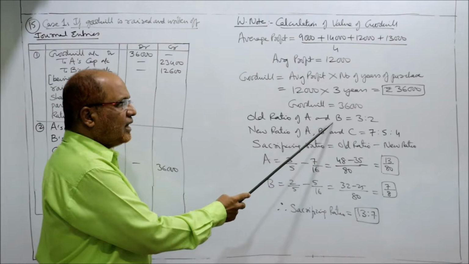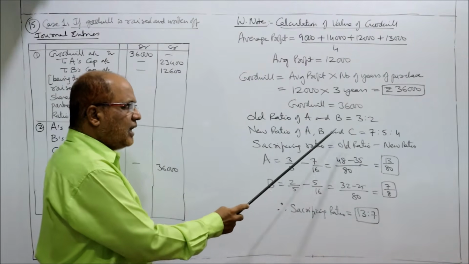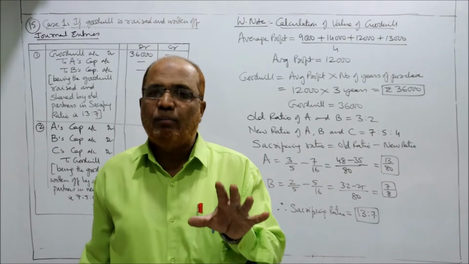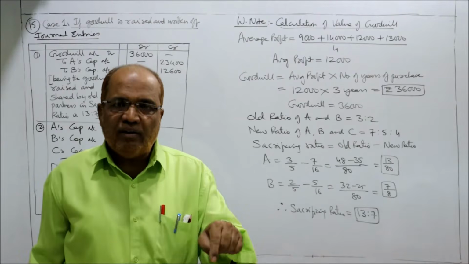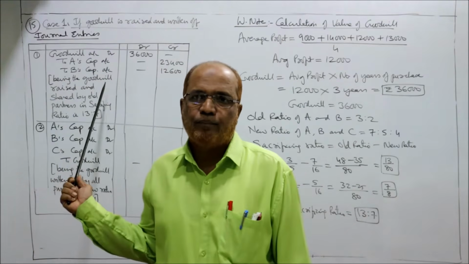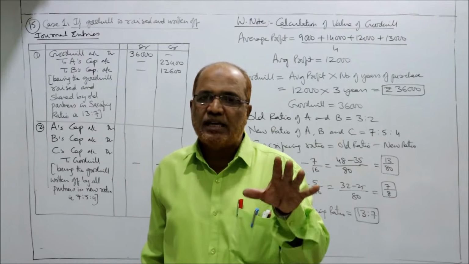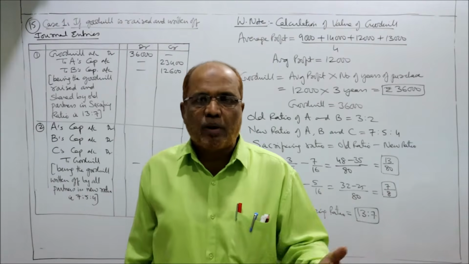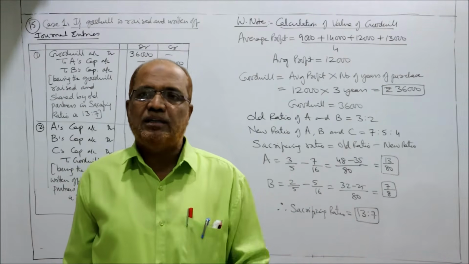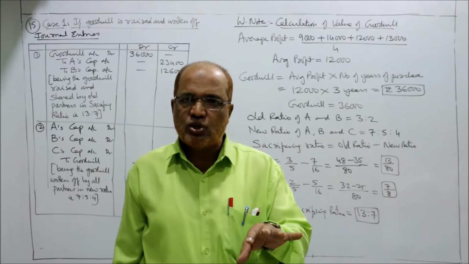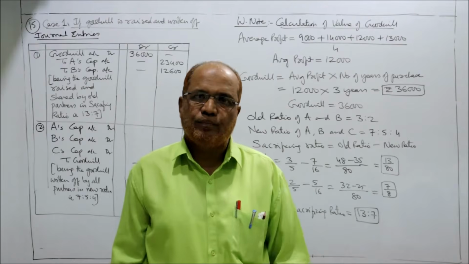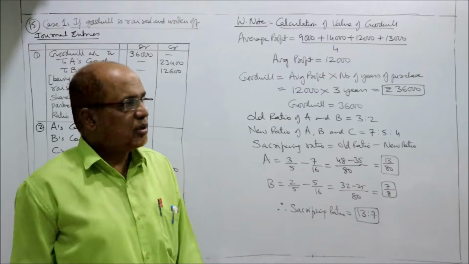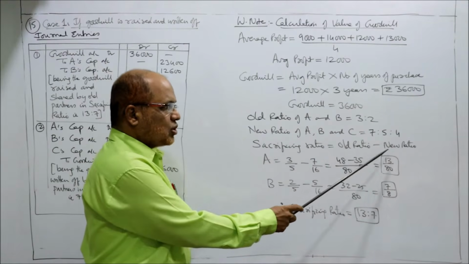Now the old ratio of A and B is 3:2 and the new ratio of A, B and C is 7:5:4. Whenever in the problem old ratio and new ratio both are given, we must calculate the sacrificing ratio. So why do we require the sacrificing ratio? For the purpose of goodwill. Goodwill will be shared by old partners in the sacrificing ratio if new ratio and old ratio both are given. In the previous problem we did not do this, because the new ratio was not given. If only the old ratio is given, we distribute goodwill in the old ratio. But if old ratio and new ratio both are given, we have to calculate the sacrificing ratio. So sacrificing ratio is equal to old ratio minus new ratio.